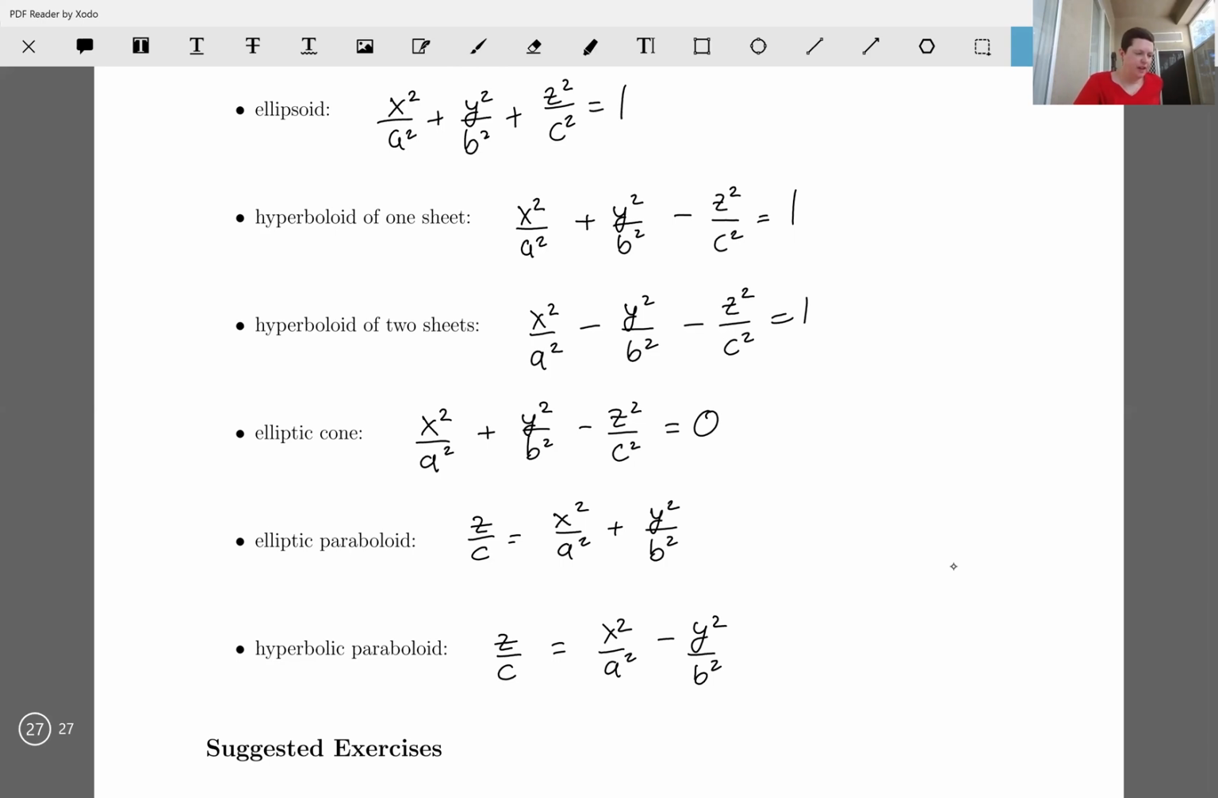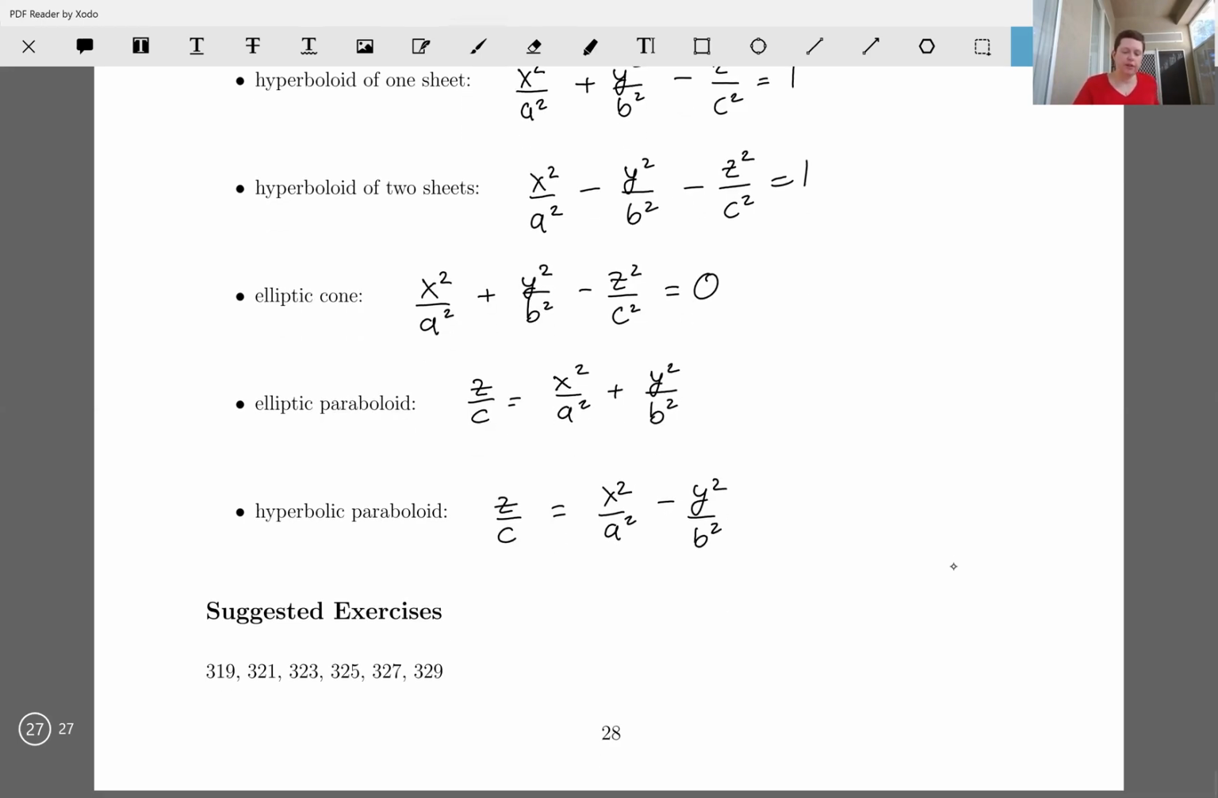Okay, and that's the idea. And of course, we could have x over a equals y squared over b squared plus z squared over c squared, in which case we'd have an elliptic paraboloid that's on the x-axis. It's sort of recognition, just like when you were talking about conic sections. In fact, if you take cross sections of any of these, you obtain conic sections.